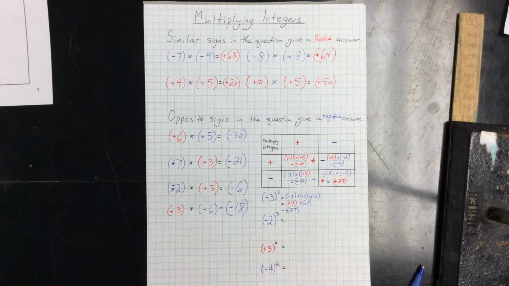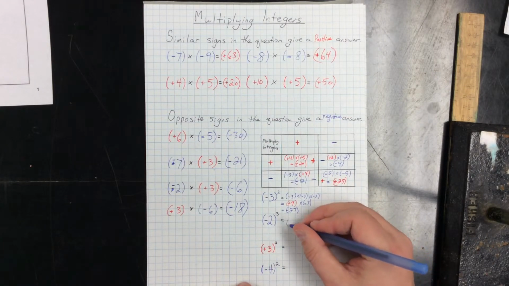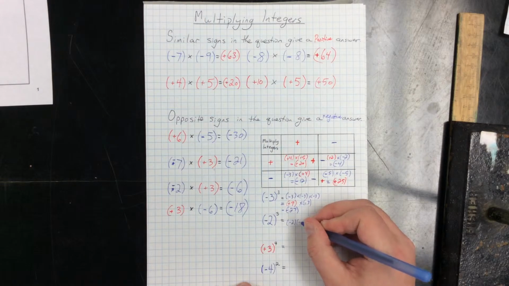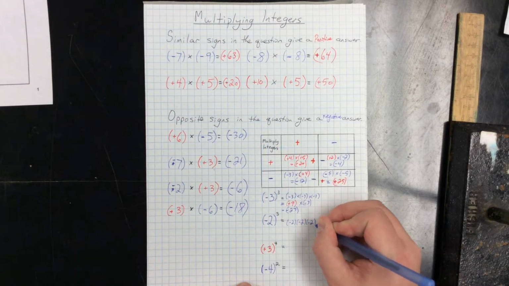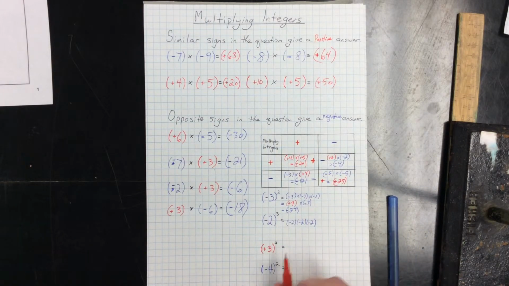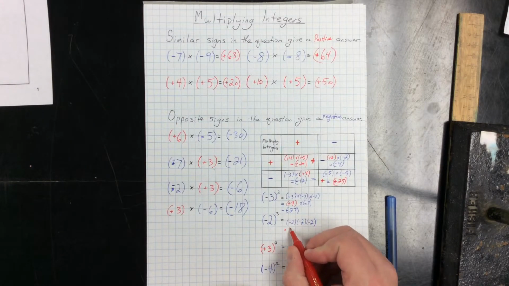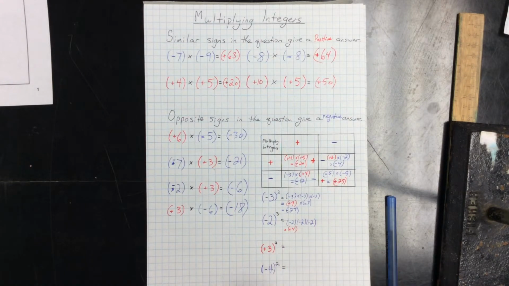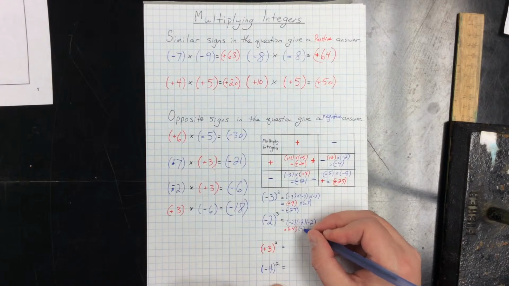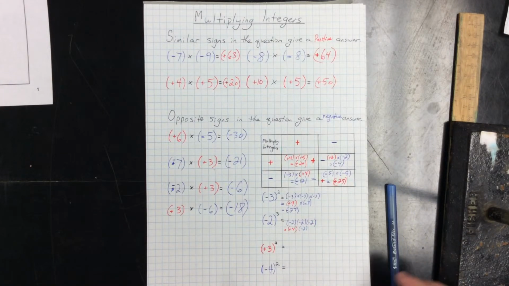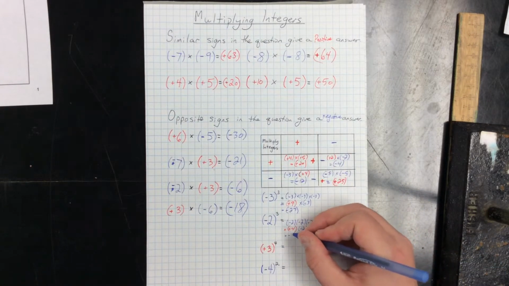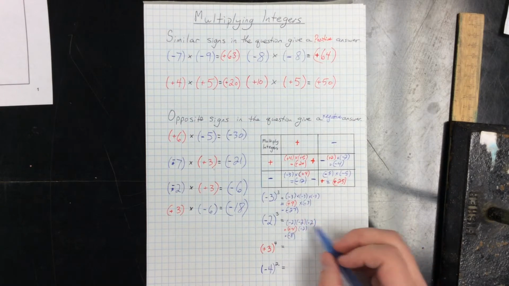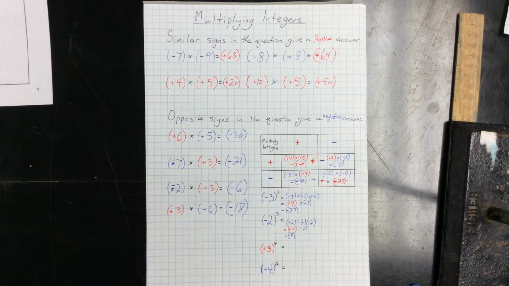All right, negative 2 to the power of 3, it's going to be very similar. It's really negative 2 times negative 2 times negative 2. So negative 2 times negative 2 gives me positive 4 multiplied by negative 2. Positive 4 times negative 2 gives me a negative answer, negative 8. Don't have to write this out every time. I can just do it in my head if I'm able to do that.